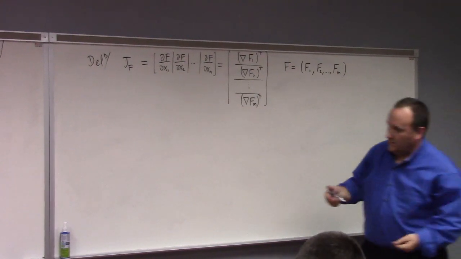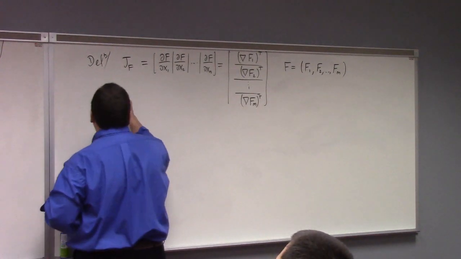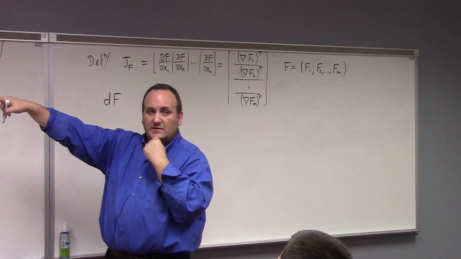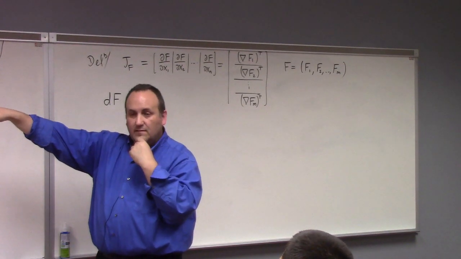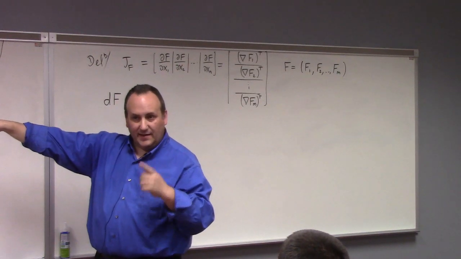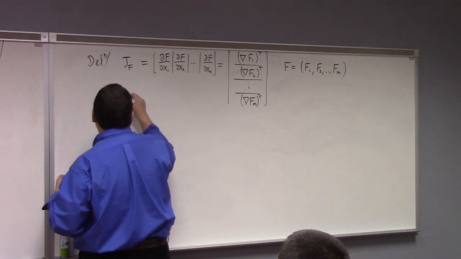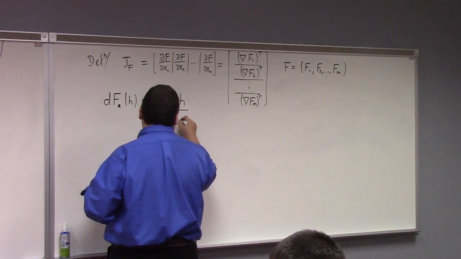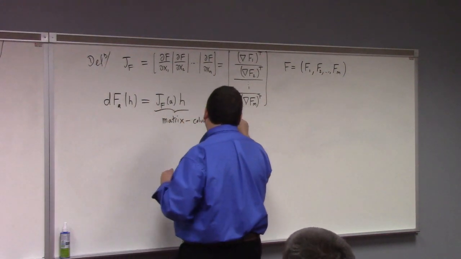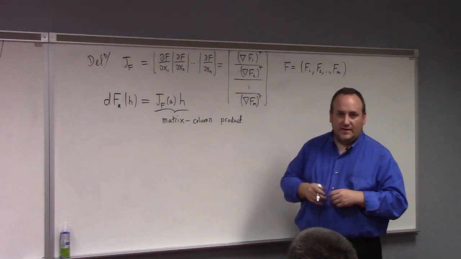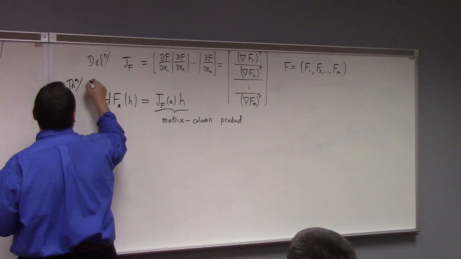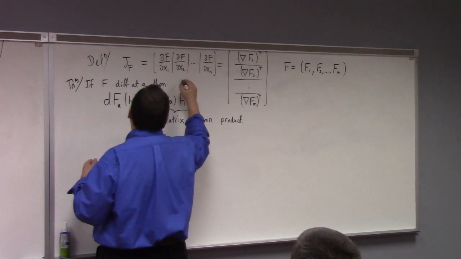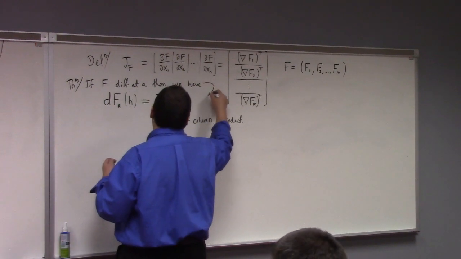Okay. And then here's the connection with the Fréchet derivative. Here's a theorem. If the function is differentiable at a, then the partial derivatives exist at a, and you can build the formula for the differential as follows: df_a of h is simply equal to the Jacobian matrix of f at a times h. And this is a matrix-column product. Again, the theorem I'm claiming here is that if f is differentiable at a, then we have this formula.